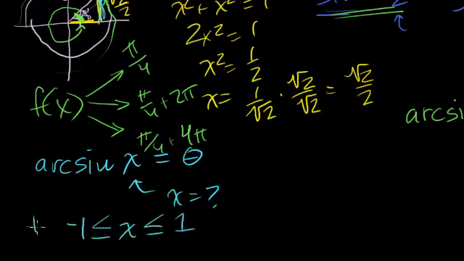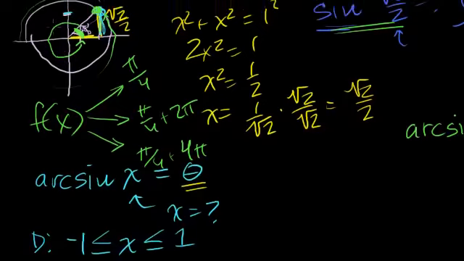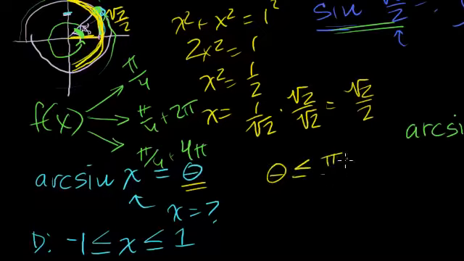That's the domain. Now, in order to make this a valid function, I have to restrict the range, the possible values. I have to restrict the range. And for arcsine, the convention is to restrict it to the first and fourth quadrants, to restrict the possible angles to this area right here along the unit circle. So theta is restricted to being less than or equal to pi over 2, and then greater than or equal to minus pi over 2. So given that, we now understand what arcsine is.